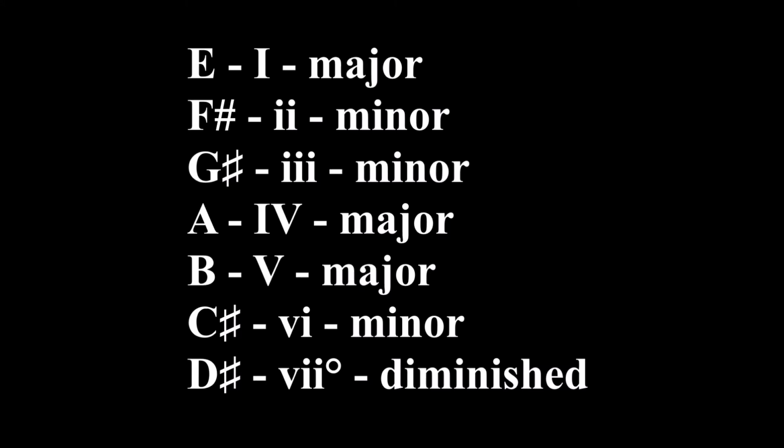Notice that chords 1, 4, and 5 are major chords, and the Roman numerals are capitalized. Chords 2, 3, and 6 are minor chords, and the Roman numerals are lowercase. Chord 7 is a diminished chord and is lowercase.